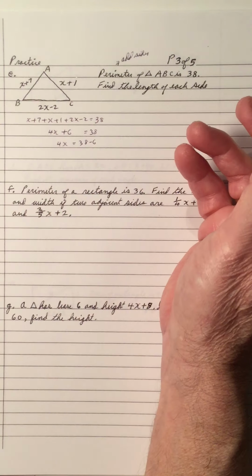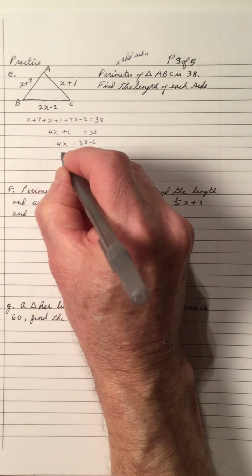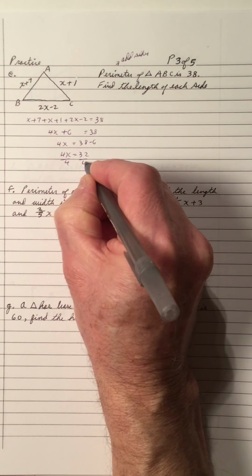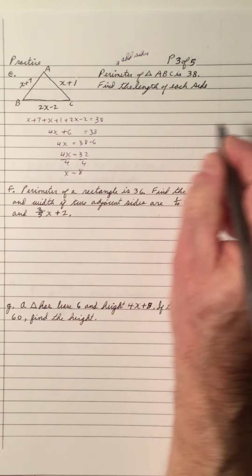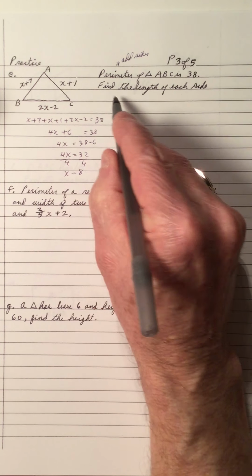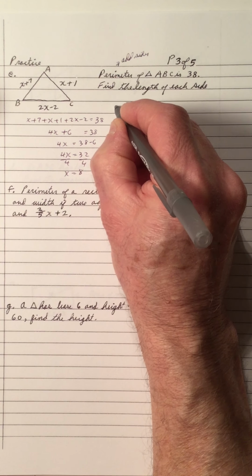The numbers go to the right side, sorry. So 4x equals 32. Divide by 4, and x equals 8. So we found the value of x, but we want to find the length of each side. So let's take our time.